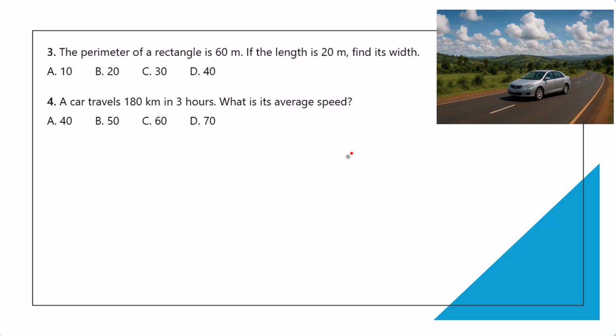Okay, now question 3 is talking about perimeter. The first thing with a question like this is to make a sketch. The perimeter of the rectangle is 60 meters. They say the length is 20 meters. Put that in, but we do not know what the width is.